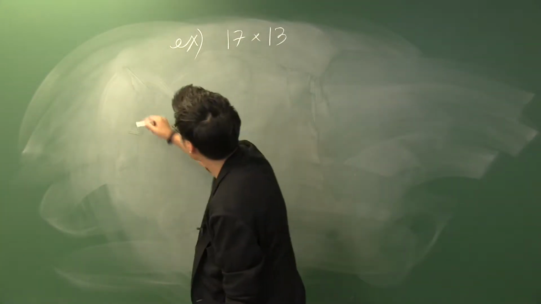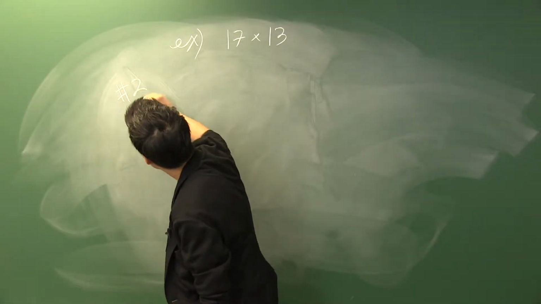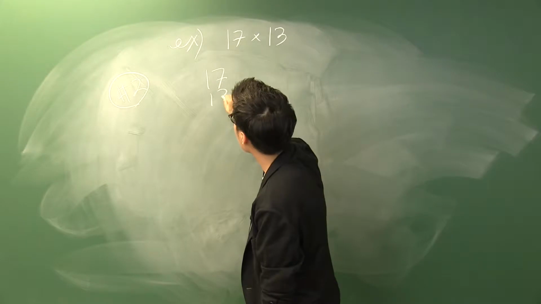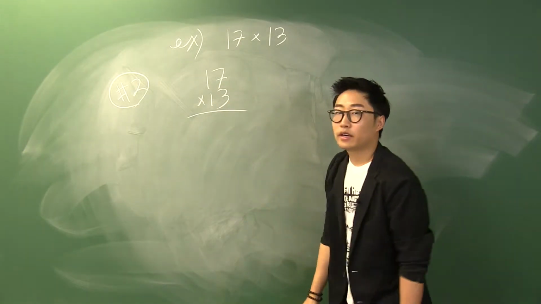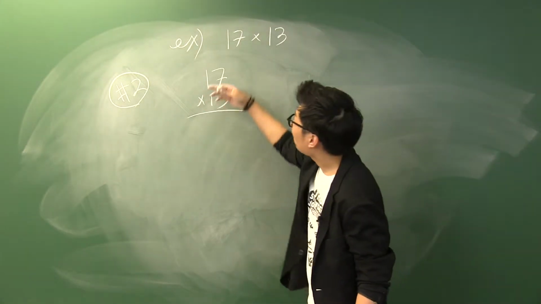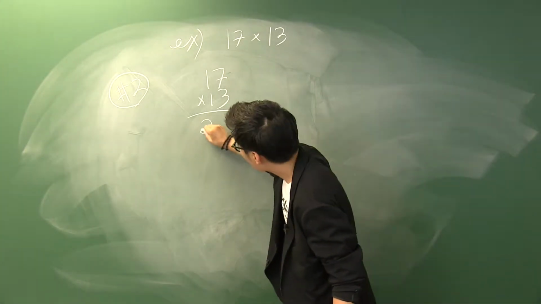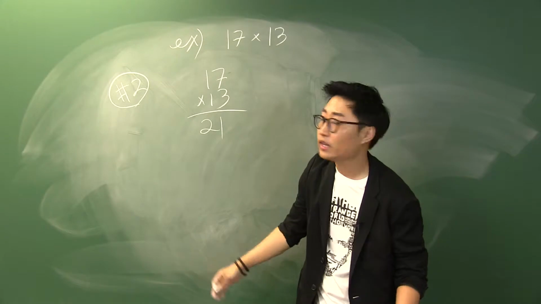So, method number 2. This is a little shortcut. So still, 17 times 13. And this is what I'm going to do. I'm going to do 7 times 3, which is 21. That's easy. We can all do that.